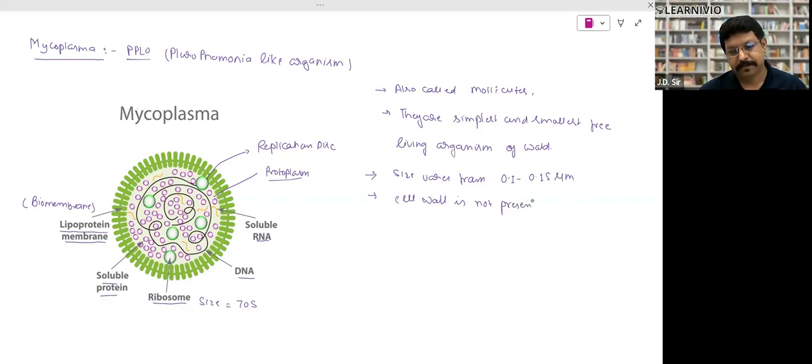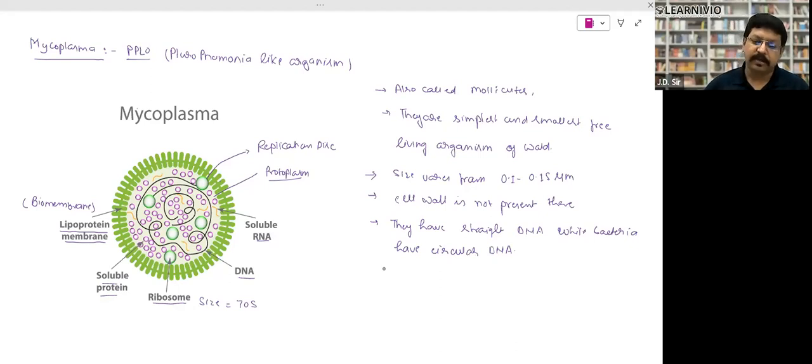Cell wall is not present there. They do not have cell wall, right? So bacteria have cell wall. Their DNA is straight DNA, while bacteria have circular DNA. So their DNA is straight DNA, but bacterial DNA is circular DNA.